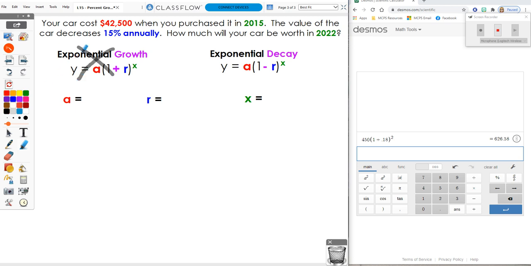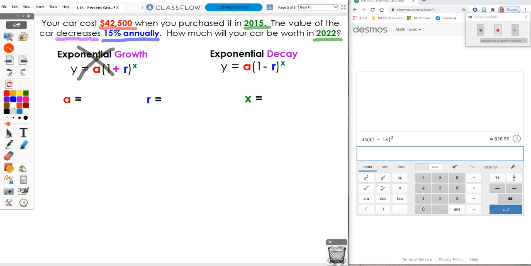So here we go. Our car cost $42,500 when we purchased it in 2015. The value of the car decreases, that's how we know it's exponential decay, it decreases 15% annually. And we want to know, how much will the car be worth in 2022?